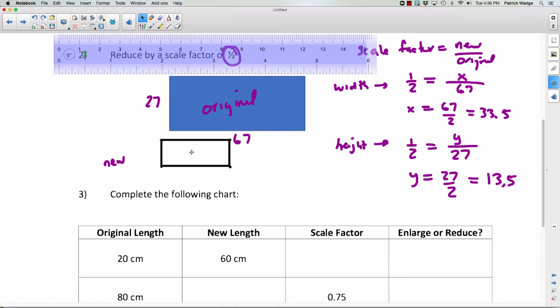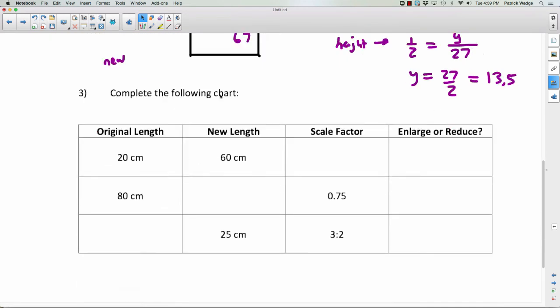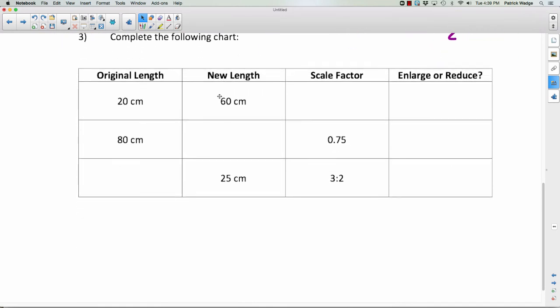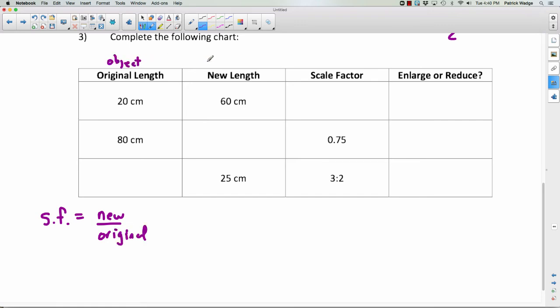Area-wise, it's only 1/4 as big, but length and width-wise, it's half as big, and that's what we wanted, a scale factor of 1/2. All right, in your book, one of your homework questions is exactly this. I think the things are written in a different order, but I like this order better, so I went with it. All the questions involve scale factor, so you're going to have your scale factor equals new over original, or image over object. Here's your object, the original, and here's your image, the new.